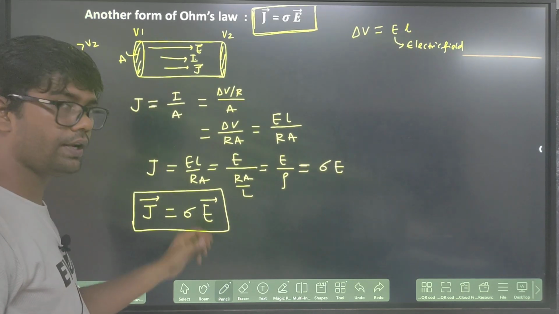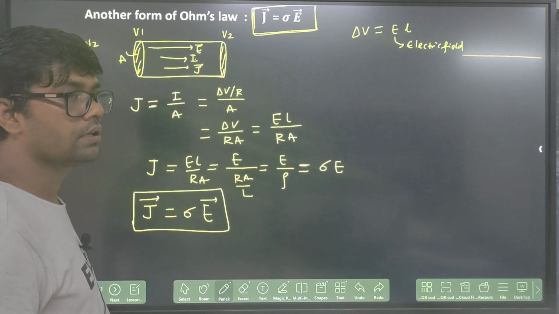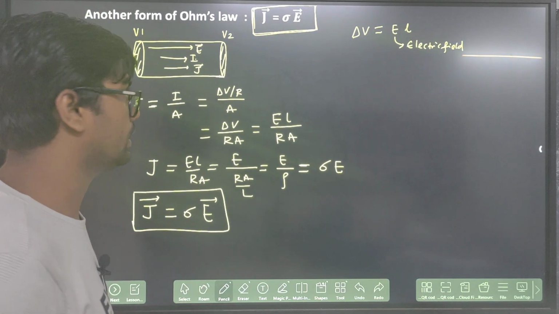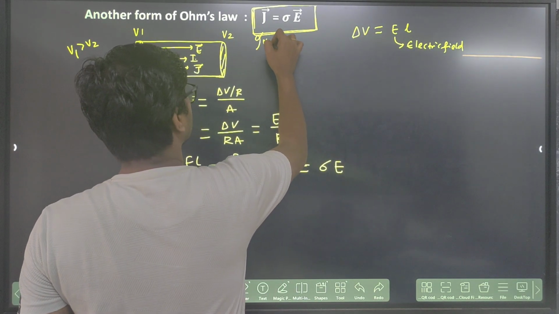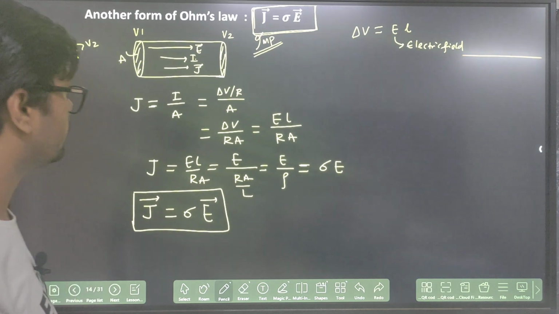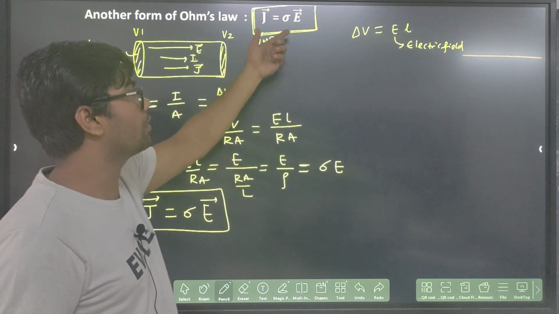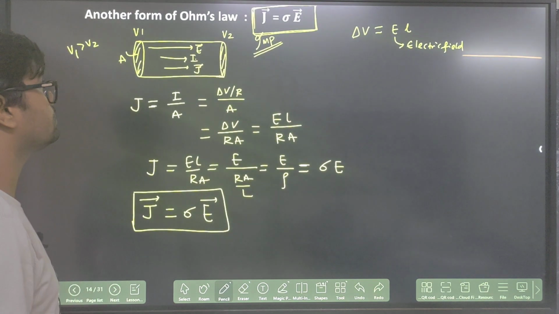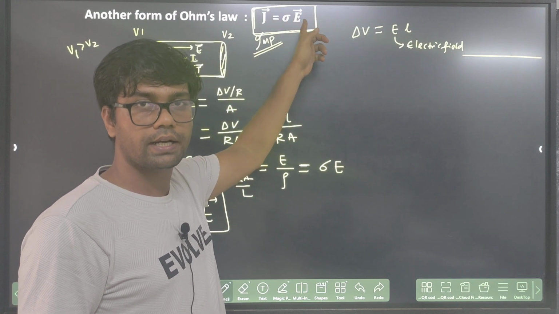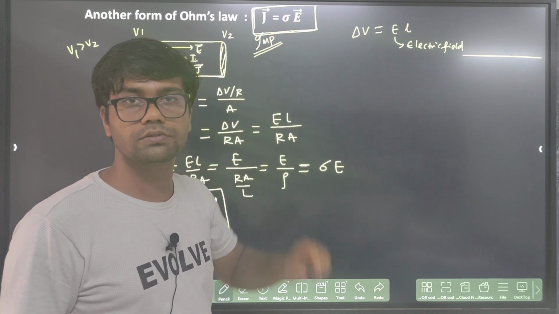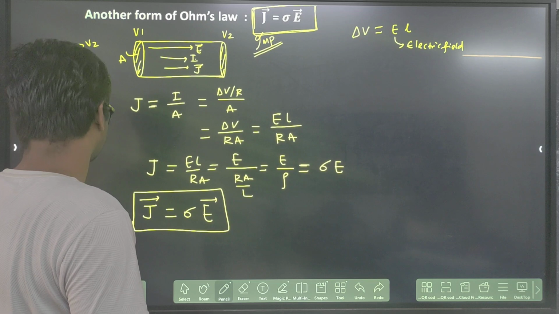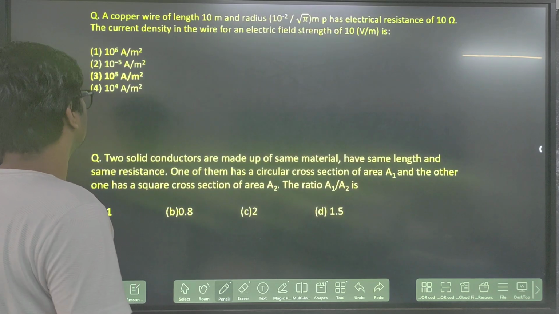E is the electric field, sigma is the conductivity, and J is the current density. This is a very important formula, and the derivation is very important for the exam. For the theory exam it's very important, and they can ask many problems with this formula. J equal to sigma E. Just remember that the direction of current is the same as the direction of the current density, and the direction of the electric field is also the same, right? So E is along the direction of the current density. Clear?